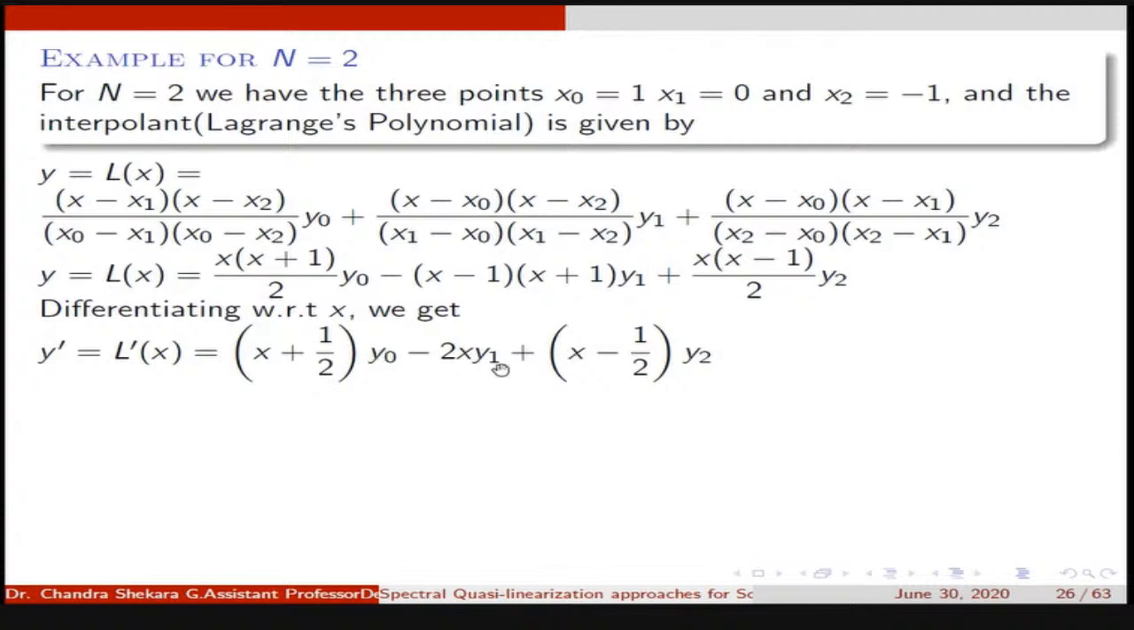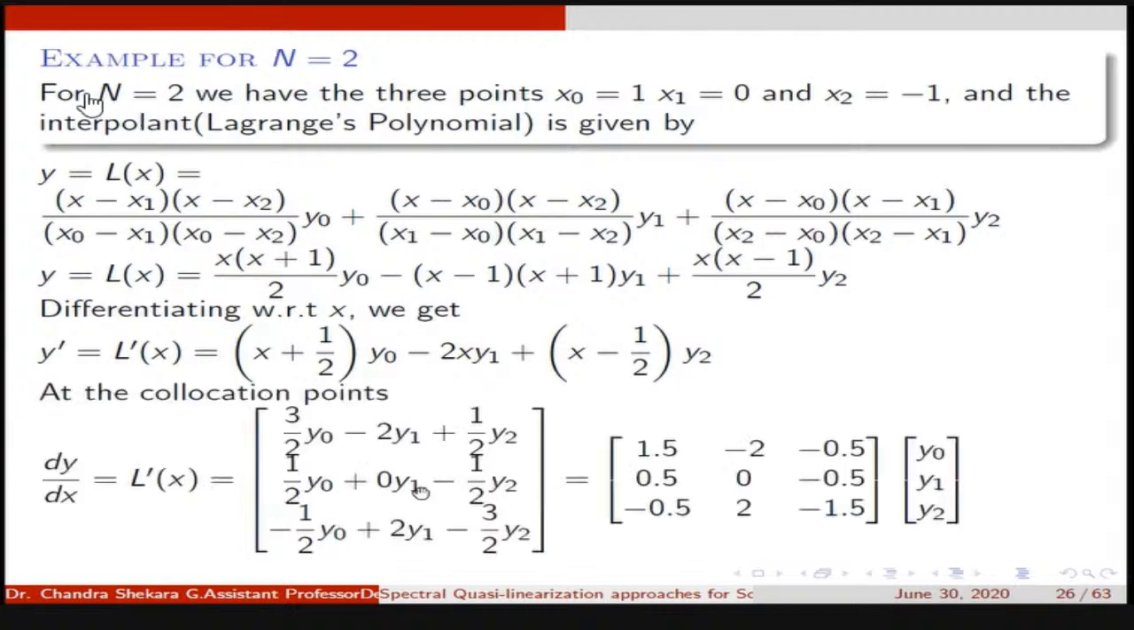Now evaluate this at each of these collocation points. x0 is 1. If I evaluate at x0, I get one equation. If I evaluate at x1 is 0, I get a second equation. And x2 is equal to minus 1, I get a third equation. So we can represent it as a matrix. There are three equations in terms of y0, y1, y2. If I write this in the matrix form, I can represent it as a 3 by 3 matrix given here into the vector y0, y1, y2. Therefore dy by dx is mapped to y0, y1, y2 by means of this differentiation matrix.